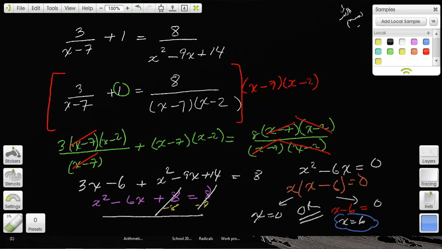We're done, right? No. So you have to see if these are excluded values. Are they excluded values? No. No, they're not. Correct? So this works, and this works, and ta-da, we can say ta-da.